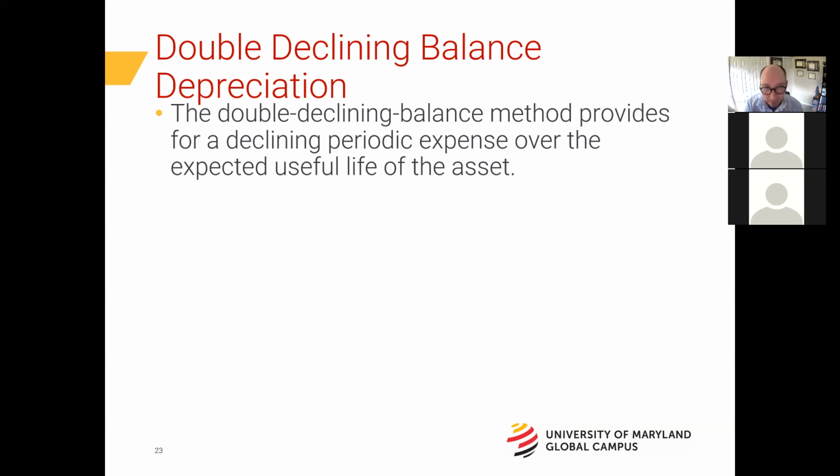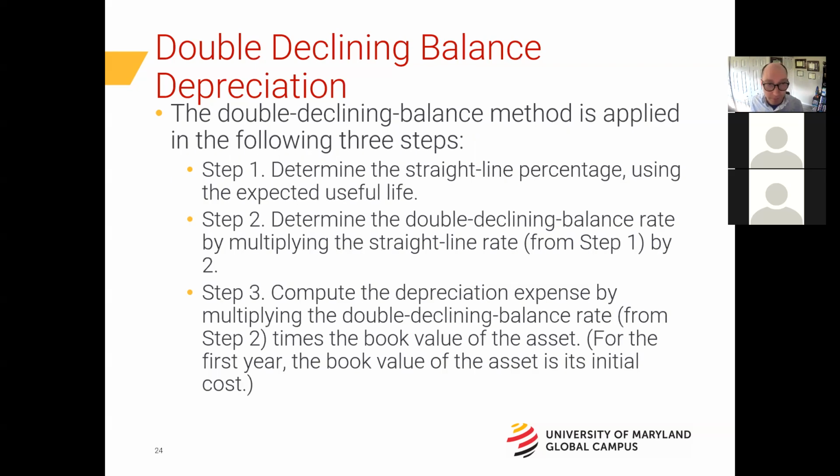The double declining balance gets a little more complex than the other two methods, but we use the straight line depreciation method to calculate it. The reason companies select double declining balance over straight line is simply for tax reasons, because companies are able to deduct more in their first year than in subsequent years.